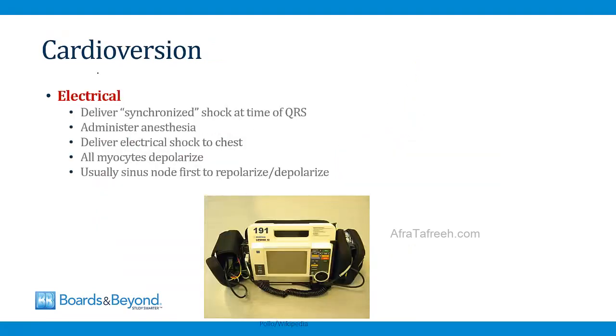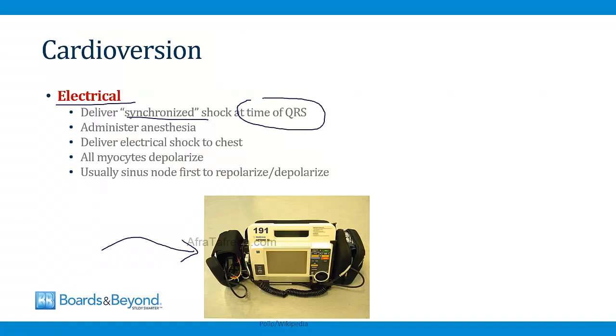So there's a couple of ways to achieve cardioversion in atrial fibrillation. The first way is electrical. In electrical cardioversion, you deliver a synchronized shock using a defibrillator. This is a picture of a defibrillator on the screen here. A synchronized shock is a shock delivered at the same time as a QRS complex, and we always synchronize the shock to the QRS complex in patients with supraventricular tachycardias like atrial fibrillation. The reason we do this is because if a shock is administered on the T wave, it can potentially cause the rhythm to degenerate into ventricular fibrillation.